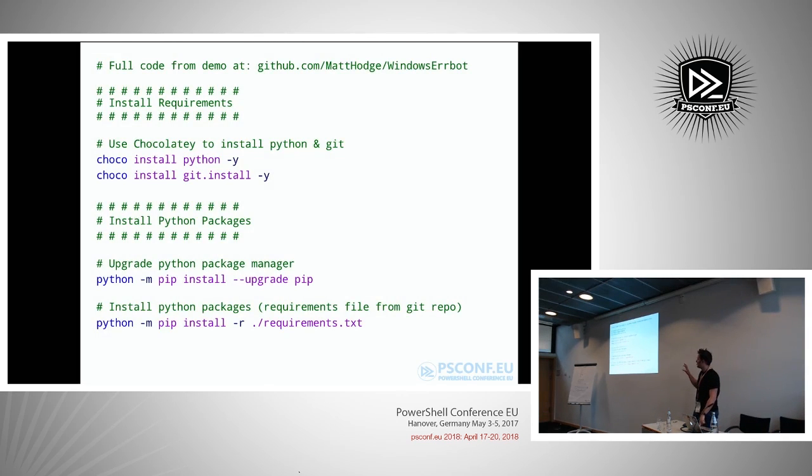This is pretty much how you get it installed. You can go to my Git repo there, matthodge/windows-errbot, and you can grab the full installation scripts and all the code for this. But pretty much the basics is you're going to use Chocolatey to install Python, you're going to install Git, and you're going to install the Python package manager, which is very similar to how the PowerShell modules work. It just pulls some modules in. And then there's a requirements.txt, which has all the dependencies that the bot needs to start up.